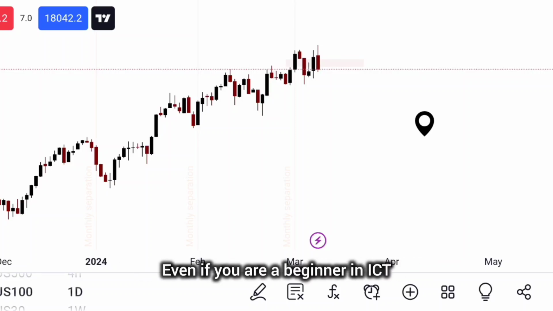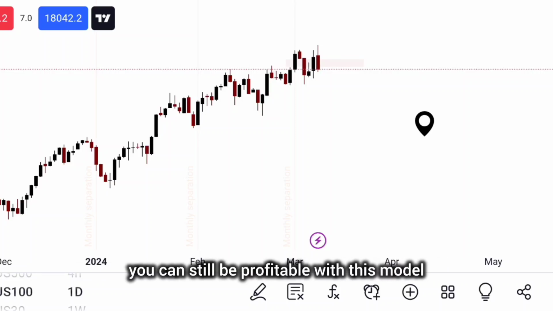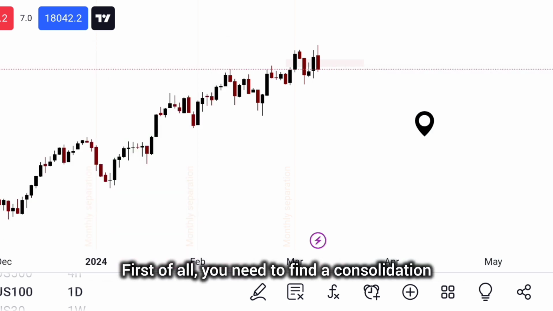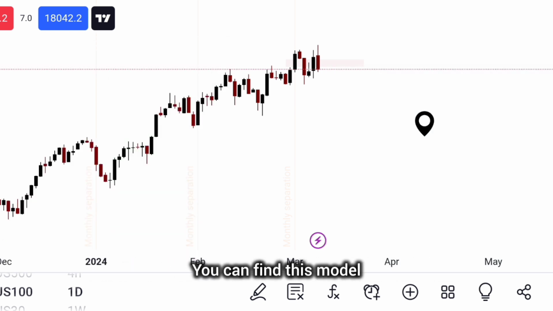Even if you are a beginner in ICT, you can still be profitable with this model that I'm going to show. First of all, you need to find a consolidation. You can find this model when the price is consolidating.